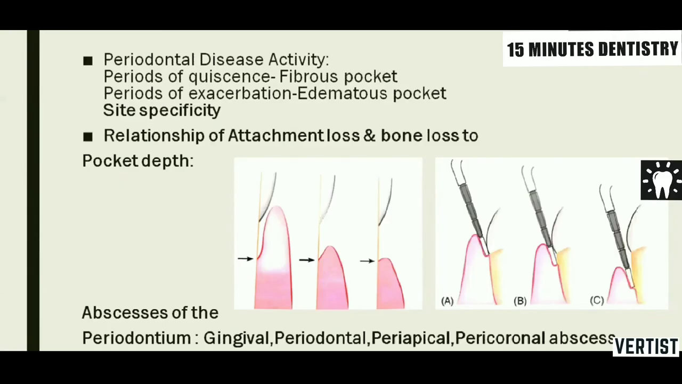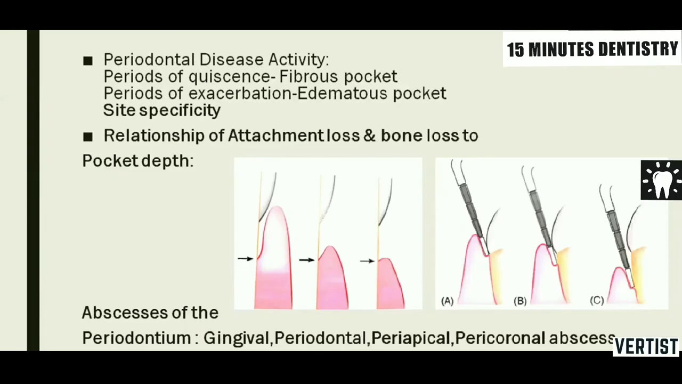Now, periodontal disease is also site specific. So don't think that if there is no pocket on the buccal surface, there will not be one lingually. It may be present on the lingual side, it may be present on the palatal side. So it may be present on one side, while the other side may be in the period of quiescence. So that is why careful probing is very important.